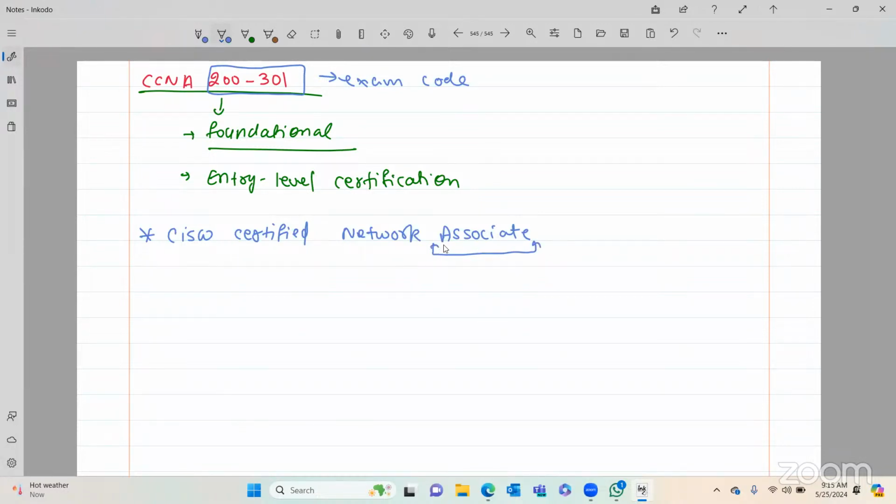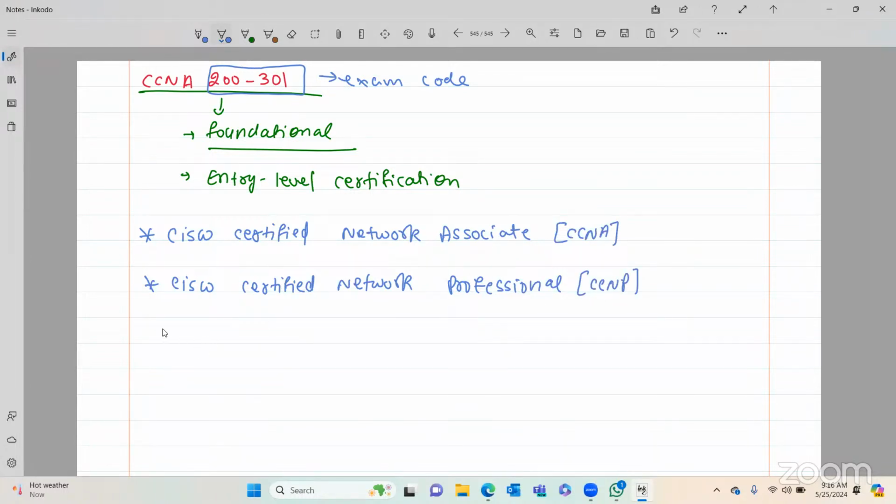So basically, Cisco is offering 3 levels of certificates. Like we've seen here, Cisco Certified Network Associate, Cisco Certified Network Professional. So this is known as CCNA. This is known as CCNP. And then the highest level of certification which is offered by Cisco is Cisco Certified Internetwork Expert, which is also known as CCIE.